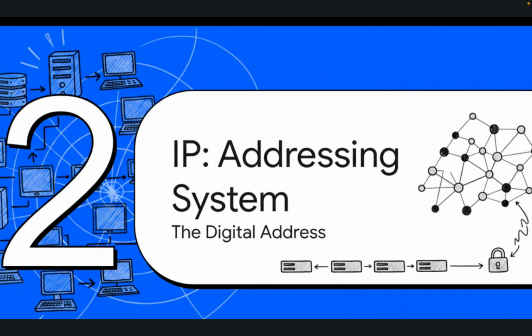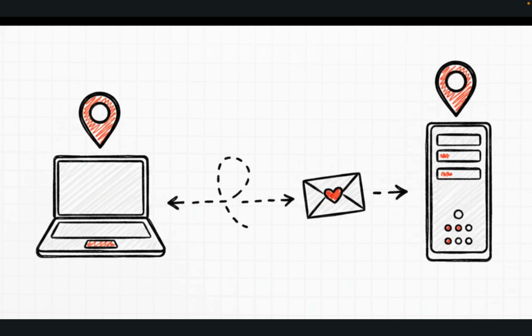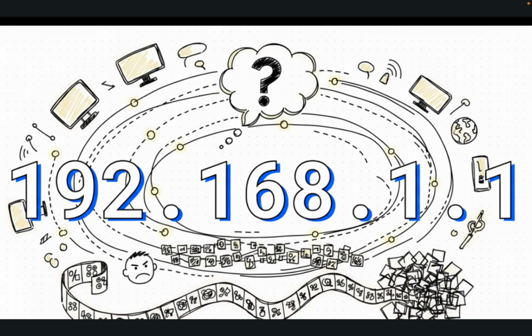Which brings us to Section 2, IP, the addressing system. Let's talk about digital real estate. Think of this like the ultimate global post office. Every single device out there, your phone, your smart TV, the actual server hosting this explainer, they all require a unique digital street address to send or receive a digital letter. Just like a physical piece of mail in the real world, your data needs an exact street address to arrive safely.